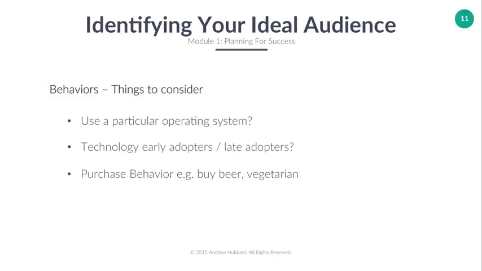So start to think about, do they buy beer? Are they vegetarian? So they buy a lot of vegetarian products. Obviously their purchase behavior is going to be different. They're not going to be buying meat. Any particular purchase behavior that you think might be useful to target your audience by? And then there's other behaviors too, like what are they planning in the future? Are they planning to travel? Are they planning a wedding? Anything like that that might be unique to your ideal audience.